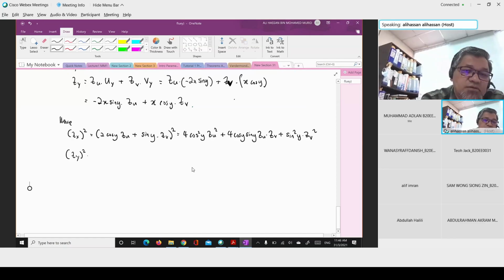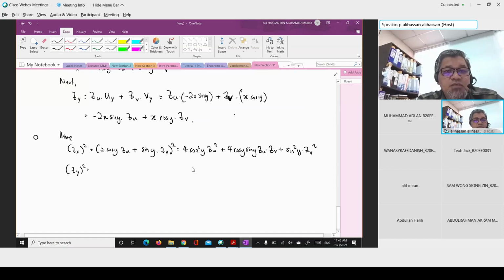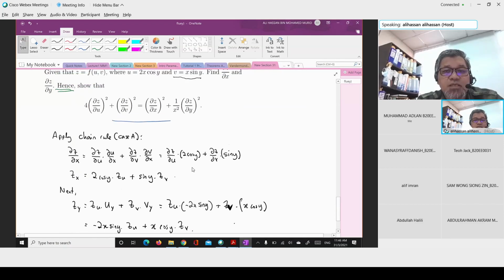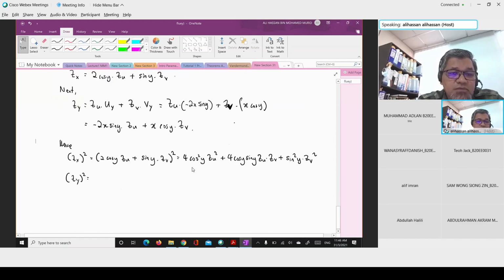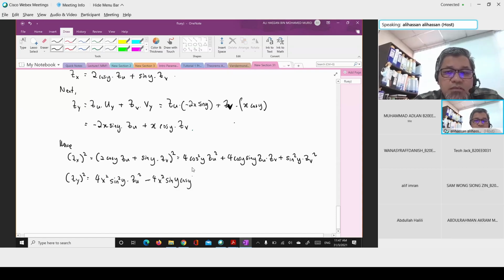Next, we will also want to find the square of z partial y. Why we want to find the squares? Because the equation involves squares of z partial x and z partial y. So, what is the square of z partial y? It's 4x squared sine squared y zu squared, minus 4x squared sine y cosine y zu zv, and finally x squared cosine squared y, and then we have z partial v squared.